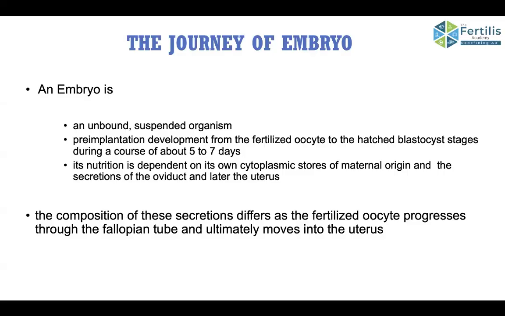And then when it reaches the uterus and the oviduct, it derives the nutrition from the oviduct. The composition of these secretions differs as the fertilized oocyte progresses through the fallopian tube and ultimately moves to the uterus. So when we try to design a culture system, we have to use the same composition of culture media as it is in the uterus or the fallopian tube.